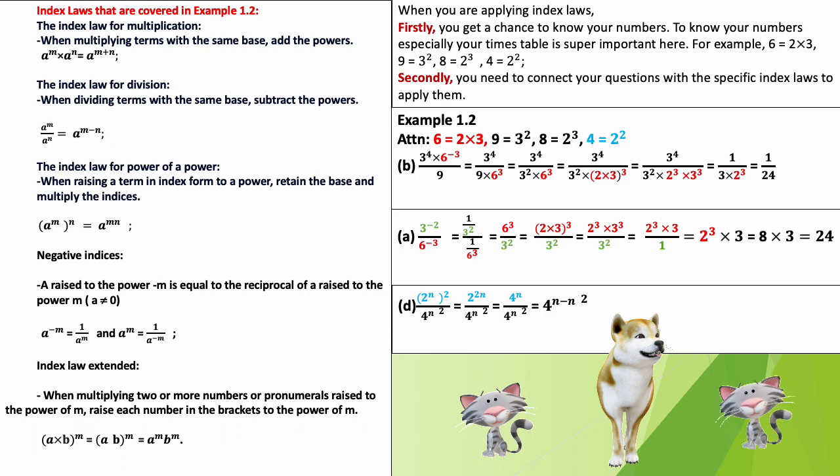A. 3 to the power of negative 2 over 6 to the power of negative 3. To start this question, we first need to use the negative index law. A raised to the power of negative m is equal to the reciprocal of a raised to the power of m.